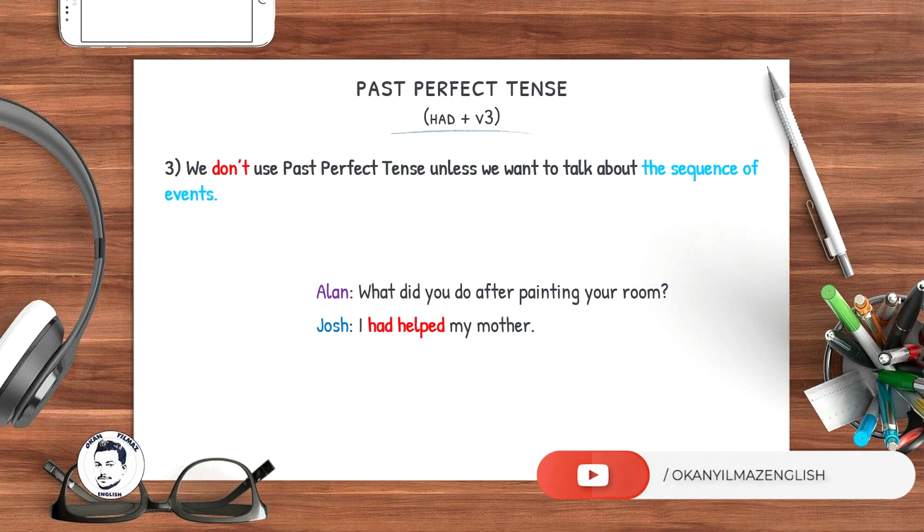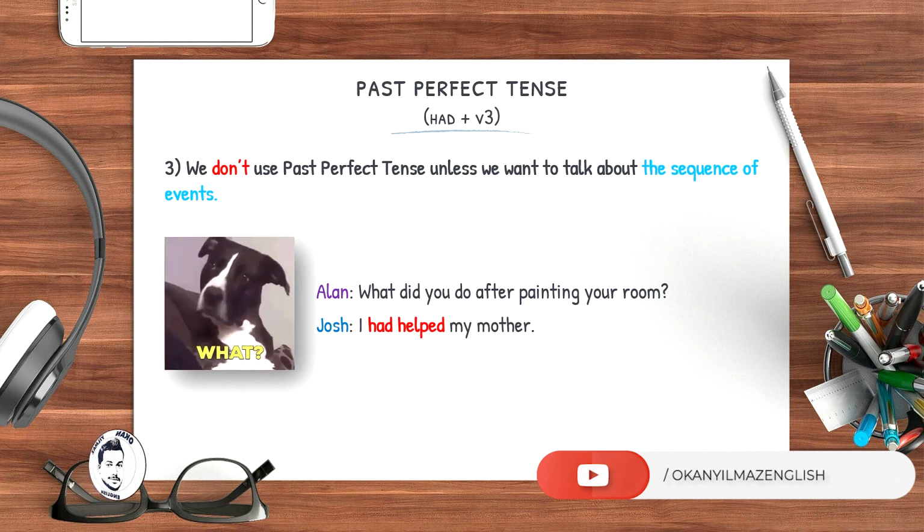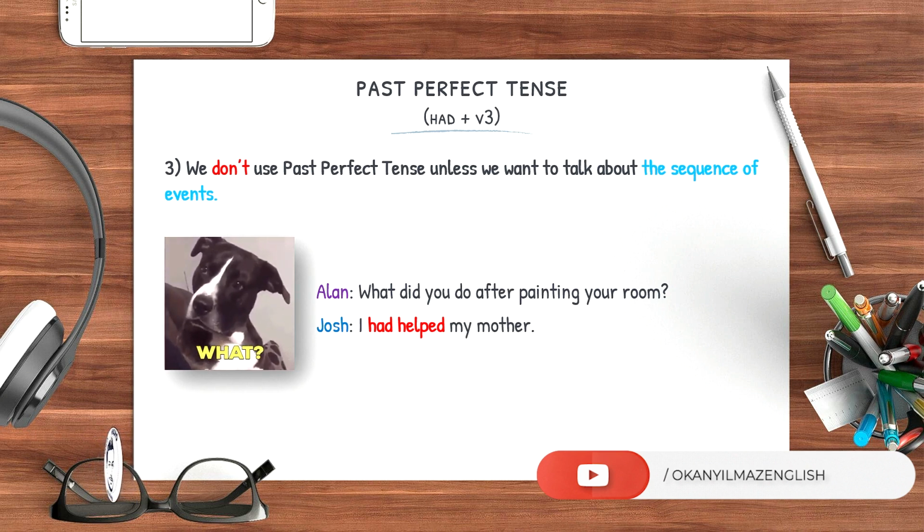Next one, we don't use past perfect tense unless we want to talk about the sequence of events. I had already told you that. For example, Ellen and Josh are having the conversation. What did you do after painting your room? This is Ellen's question. Josh says, I had helped my mother. Here, if you say it in this way, the person who's in front of you will react to you like this, because this doesn't make sense. Because we use past perfect tense to talk about the sequence of events.